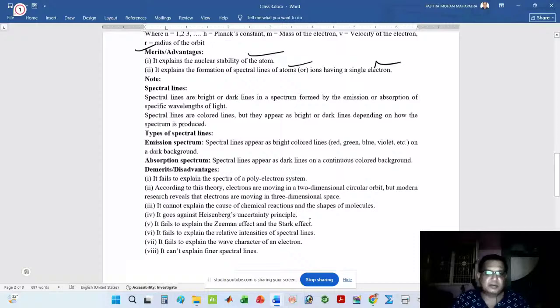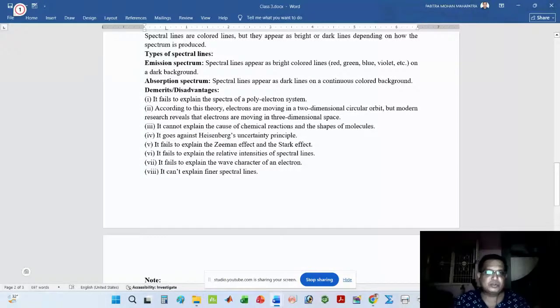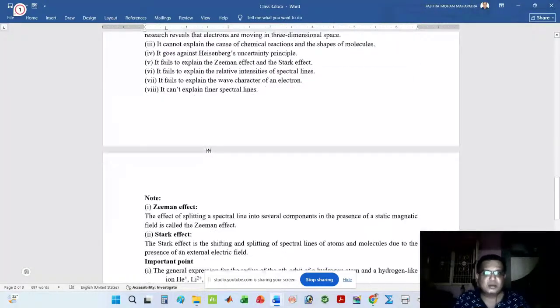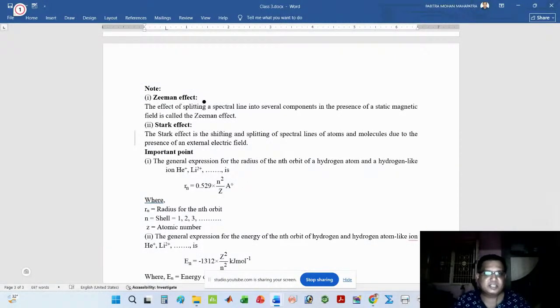Next, I have also covered some demerits of Bohr's atomic model. It fails to explain the spectra of multi-electron atoms. I have also given some hints regarding the Zeeman effect and Stark effect.